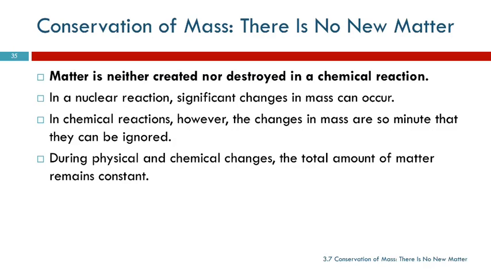In a nuclear reaction, which we will talk about at the very, very end, significant changes in matter can occur. But until we get to chapter 17, we are not talking about nuclear chemistry. So in a chemical change, there are no significant changes in mass. The mass that you start with is the mass you end up with. Now, it may look very different.